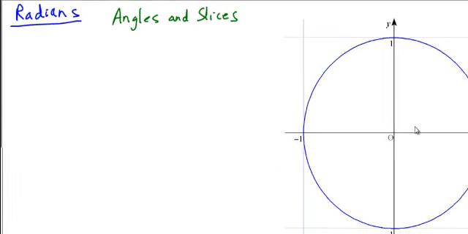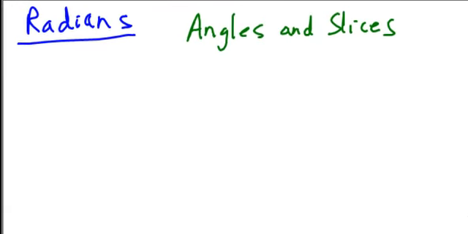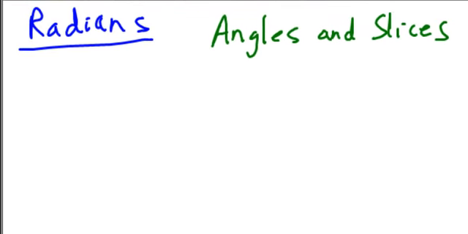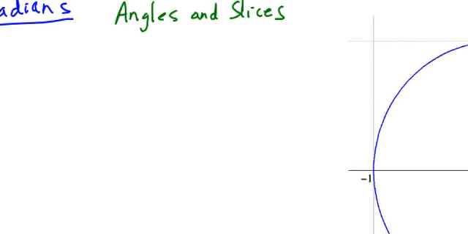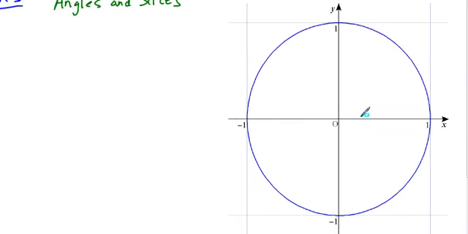Today we're going to be talking about the unit circle and more specifically radians and angles and slices within that. Angles are measured in radians just like we do with degrees. We always start from the positive x-axis or the positive horizontal axis, and to measure positive angles we go in the counterclockwise direction.